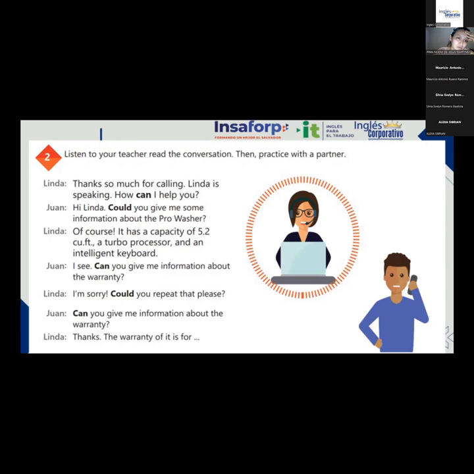Cubic. Cubic feet. Cubic feet. Cubic feet. Yeah. Cubic feet. Okay.